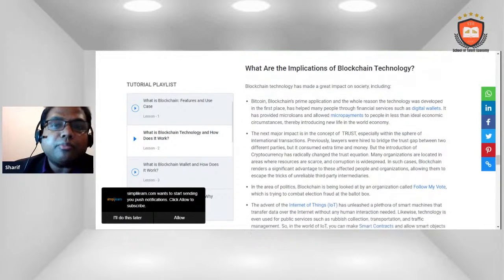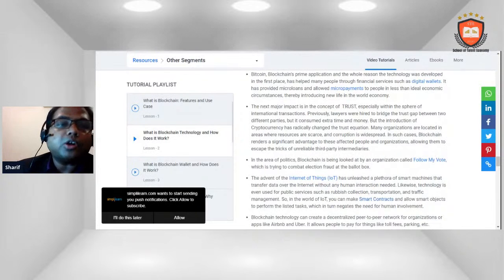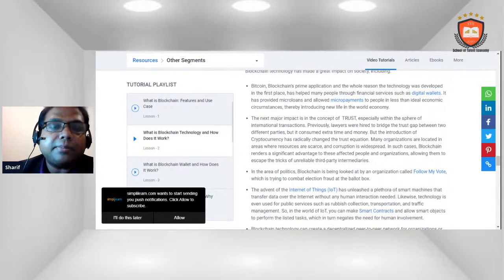What are the implications of blockchain technology? If we want to understand the implications of blockchain technology, we can look at Bitcoin blockchain's primary applications and the whole reason the technology was developed in the first place.